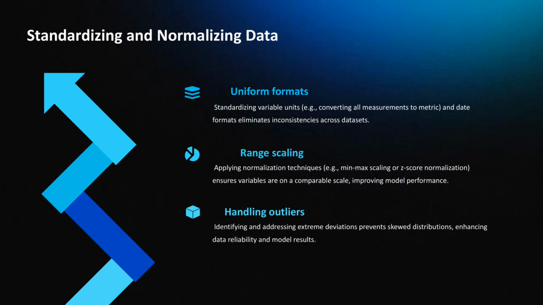Standardizing and normalizing data ensures variables are comparable across the dataset and improves model performance. That means converting units and date formats to a uniform standard, applying scaling like min-max or z-score where appropriate, and identifying outliers so they don't skew distributions or mislead analyses.